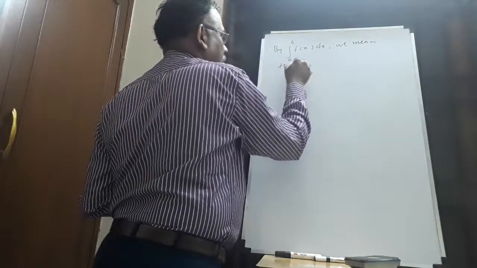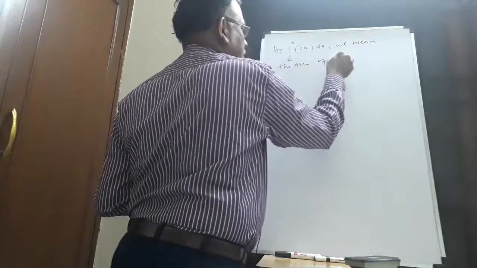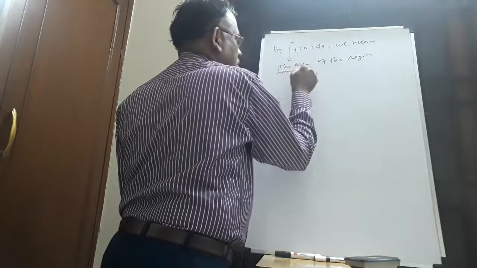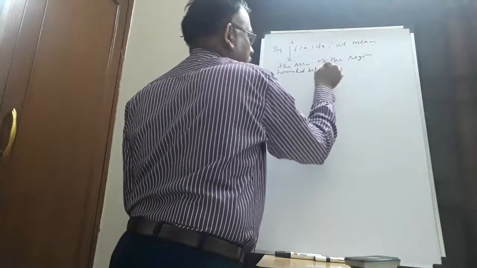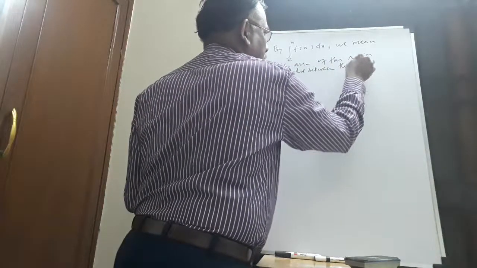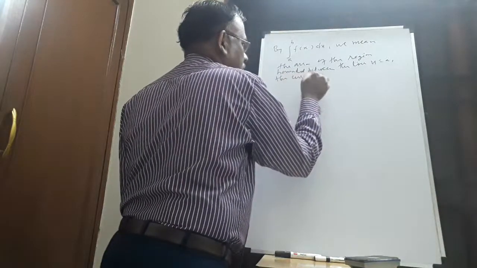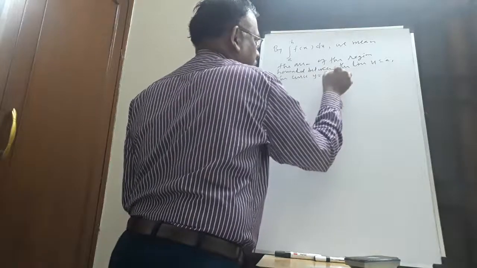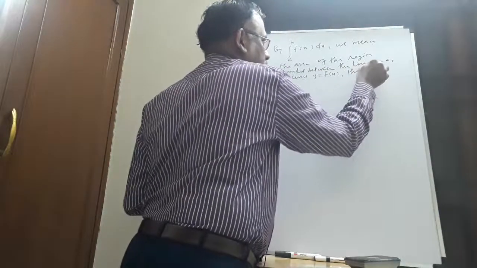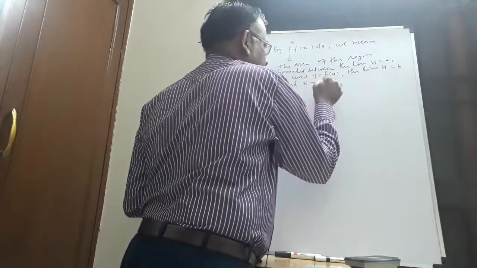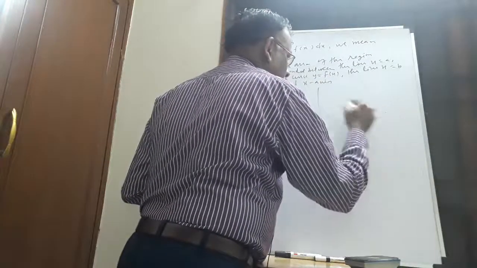the area of the region bounded between the line x equal to a, the curve y is equal to f of x, the line x is equal to b, and x-axis. I can even draw over here.